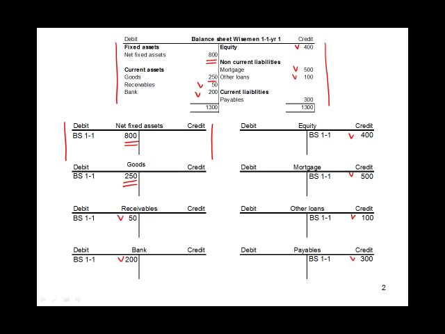Now we have 4 financial facts here in the month of January, and each financial fact will influence the balance sheet. What do we do? We make for each financial fact a so-called journal entry. We're going to write down which accounts will change. Let's have a look.